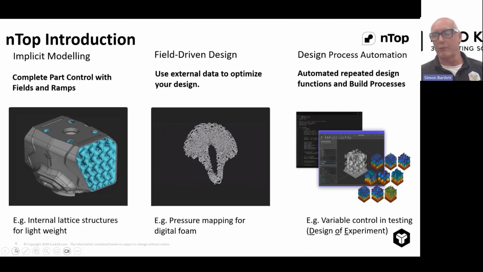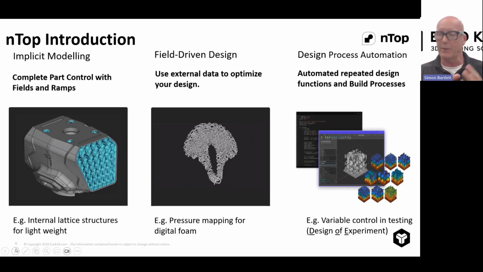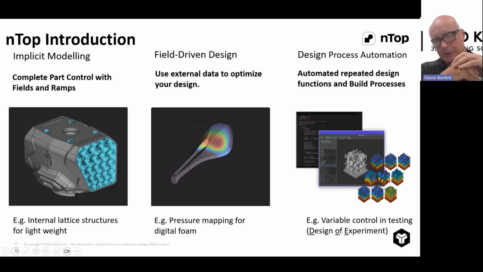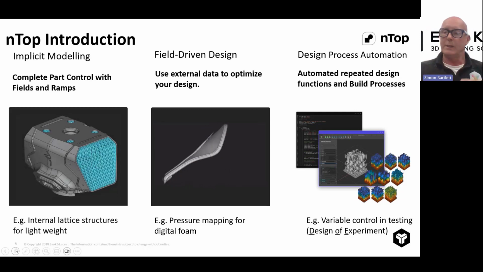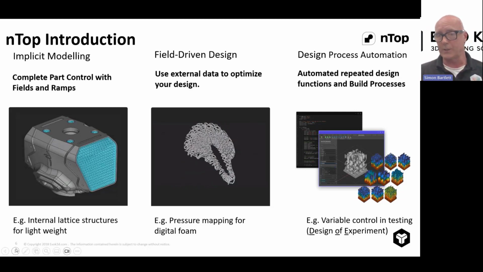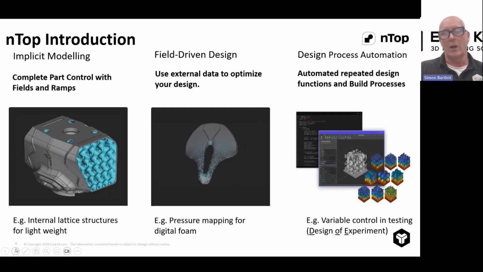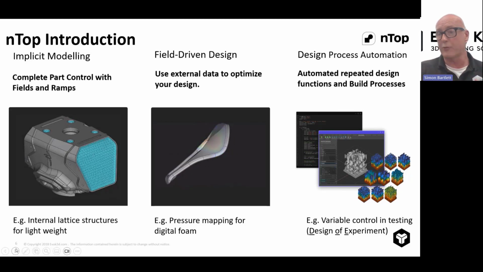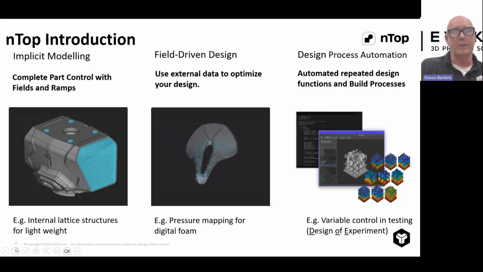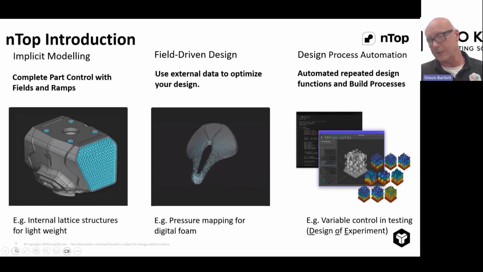So with greater control over your part or your design, there's really three main attributes to entopology. One is using fields and ramps, we can actually control that internal structure. Whether we want to do light weighting with lattice structures, etc., we have a lot more control over our part, which makes it a lot better in terms of reducing weight, reducing material, etc. So it gives us that improved control.